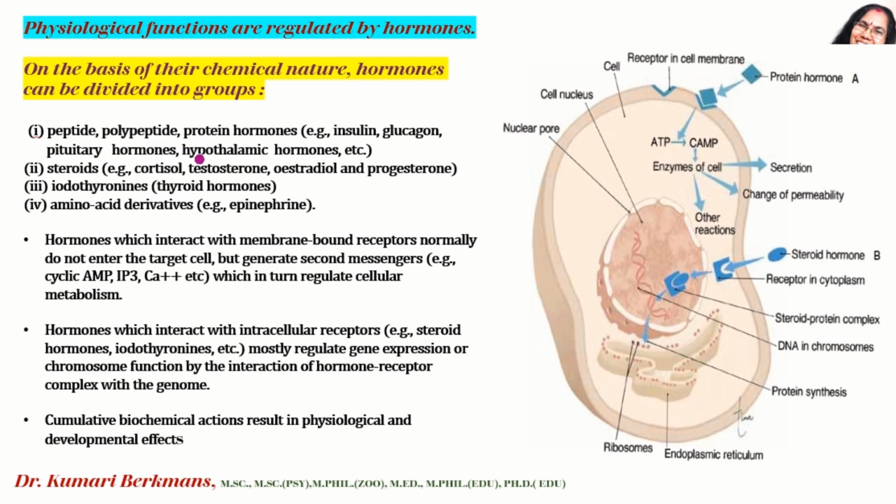One is protein hormones, or peptide hormones or polypeptide hormones. The examples are insulin, glucagon, pituitary hormones and hypothalamic hormones. Steroid hormones are cortisol, testosterone, estradiol and progesterone. And iodothyronines are the thyroid hormones. Amino acid derivatives are the epinephrine.